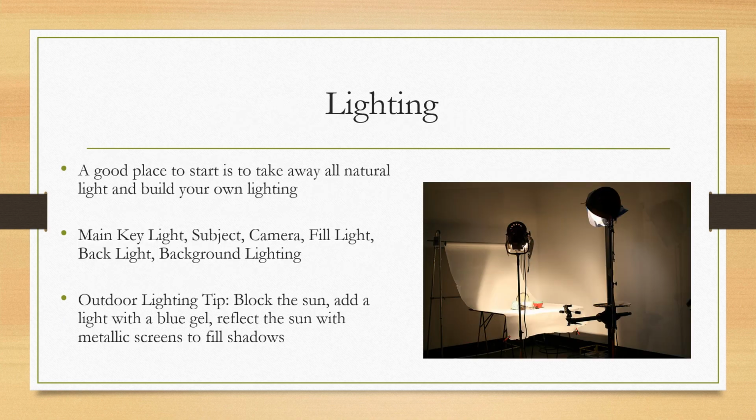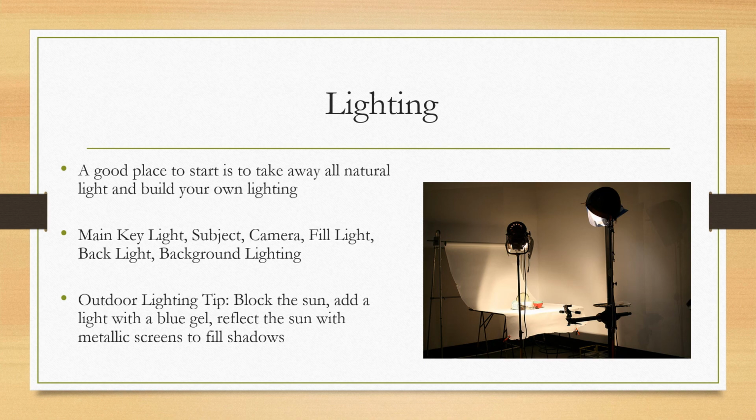A good place to start, if you're inside, is to take away all natural light to begin with, and start from scratch and build up your lighting. You can, before someone even arrives, have a friend or a test subject sit where you want them to be and start building the light from different angles so that you get that nice warm light that you're hoping to achieve, or use an object as a stand-in.